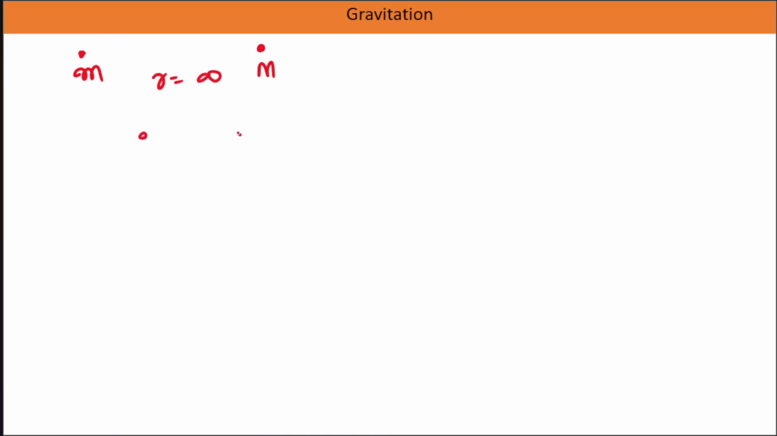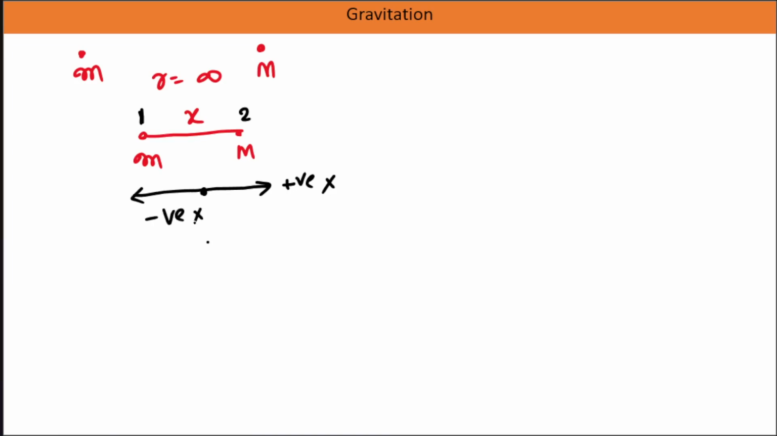Now at a certain time, what is given? Between these two masses, separation is x. And here we have to talk about what will be the relative acceleration. So let's say this is particle 1 and this is particle 2. Let us now define the direction. Let's say this direction is the positive x-axis direction and this direction is taken as negative x-axis direction.